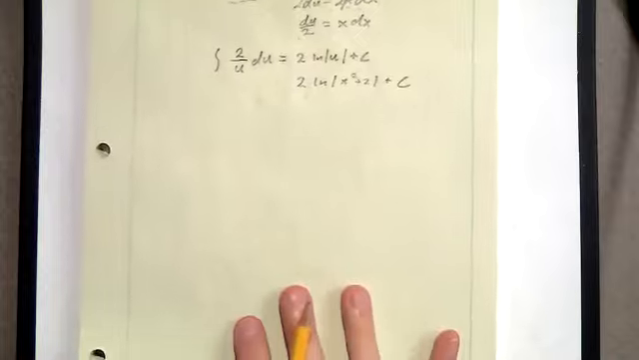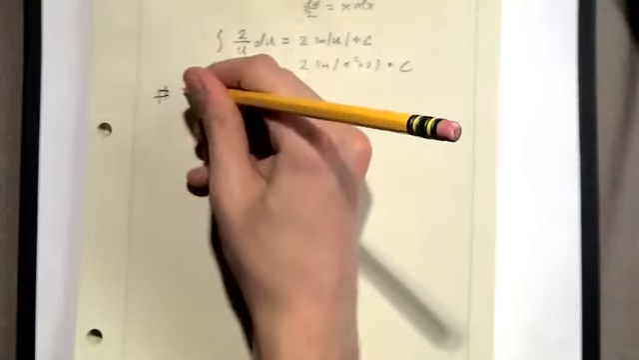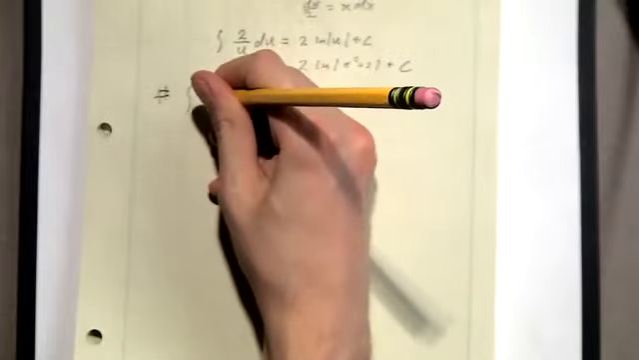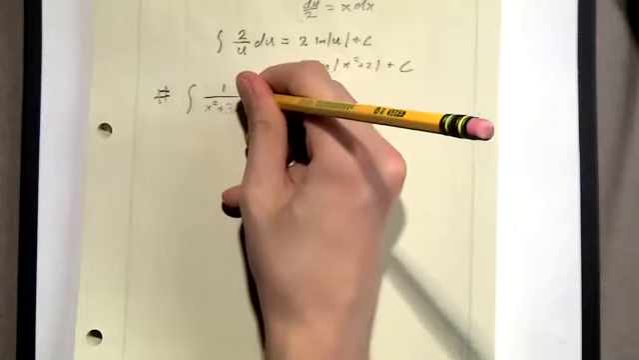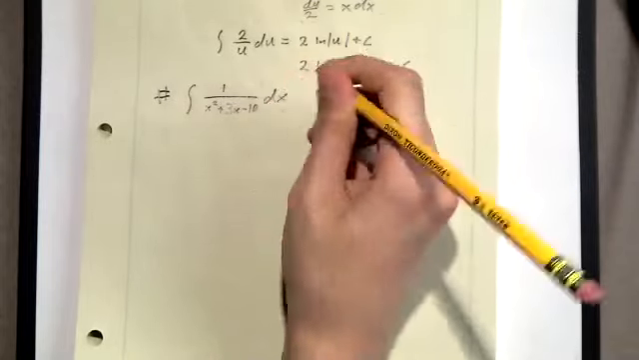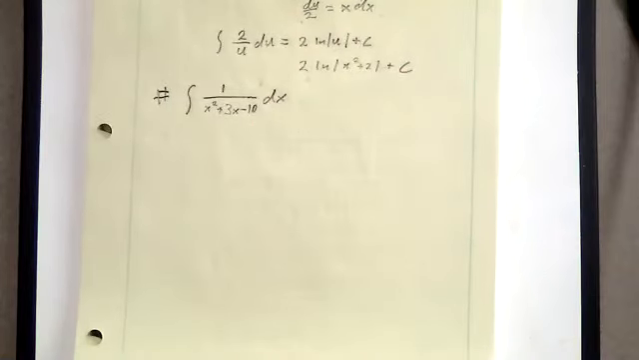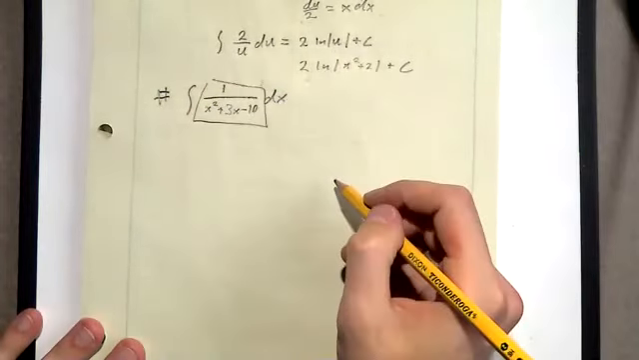So for number 2, let me move this up a little bit. Number 2, we have another indefinite integral. This time it's 1 over x squared plus 3x minus 10. So this one is not going to be U-substitution. Instead, it's going to be partial fraction decomposition. So what we need to do here is convert this into multiple different fractions.